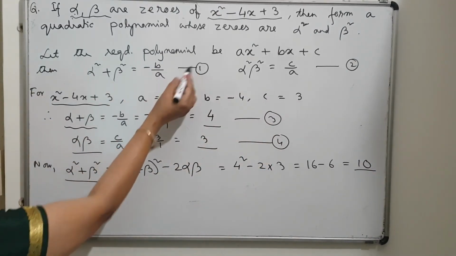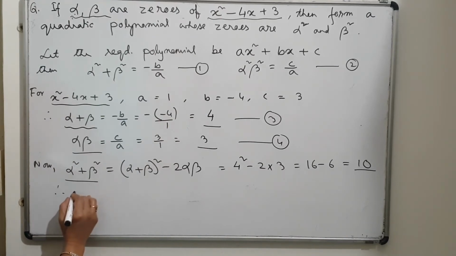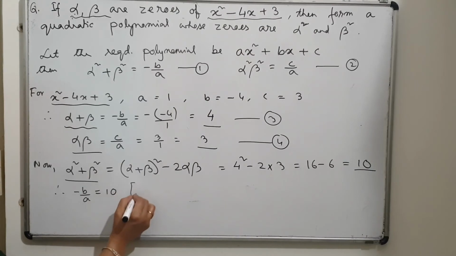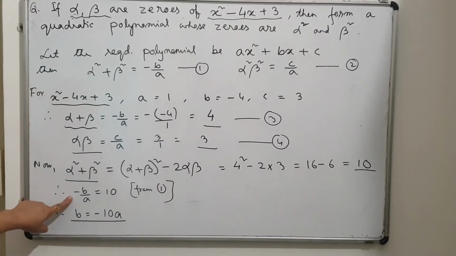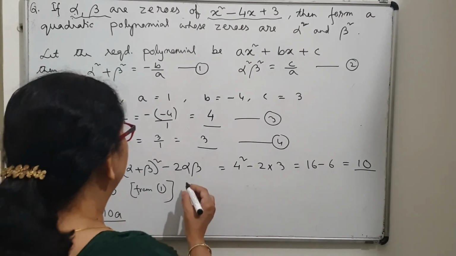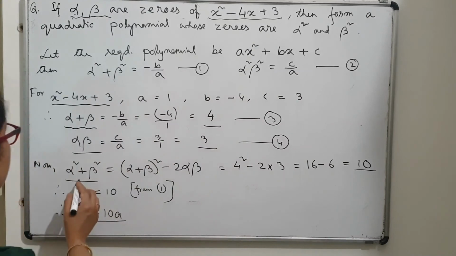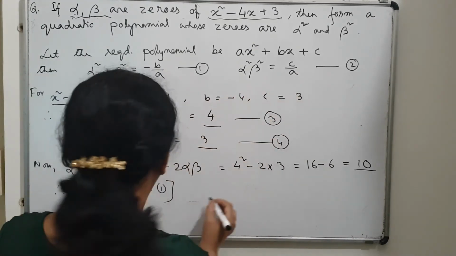Now what is from equation 1? Therefore minus b upon a is equal to 10. And from equation 1, therefore what is b? b will be equal to minus 10a, by cross multiplying. Minus b is equal to 10a, or b is equal to minus 10a. Similarly from this, this is okay. And then this one.